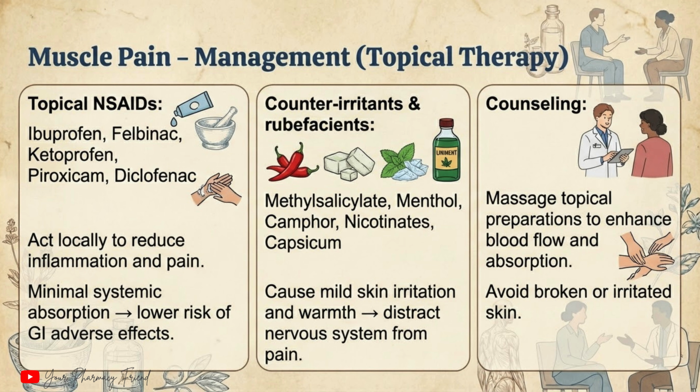Counter-irritants, also known as rubefacients, are another option. Agents such as methylsalicylate, menthol, camphor, nicotinates, and capsicum produce mild irritation or warming of the skin. This sensation distracts the nervous system from pain signals and provides symptomatic relief. For best results, massage the topical preparation into the affected area to enhance blood flow and absorption.